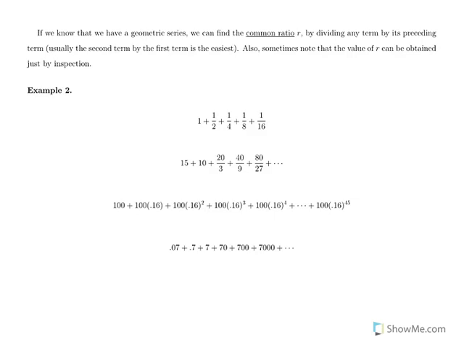So, as we said before, if we know we have a geometric series, we can find this common ratio r by dividing any term by its preceding term. And we usually divide the second term by the first term because that's usually going to be the easiest, but maybe it could be something else. Also note that sometimes we can find this value of r just by inspection. It's very clear when we write it out. We'll see some examples of that in a second.